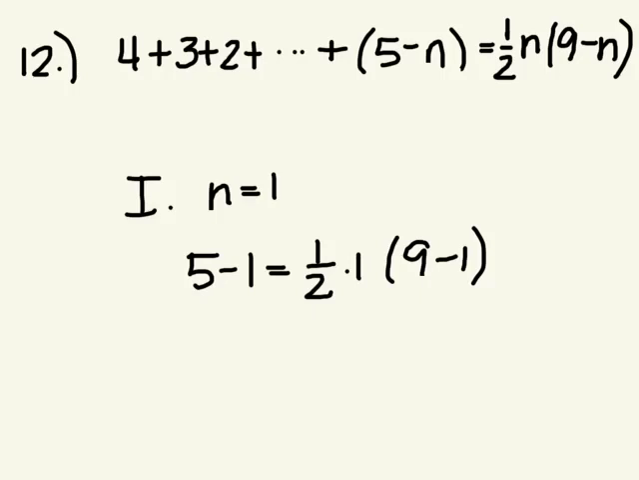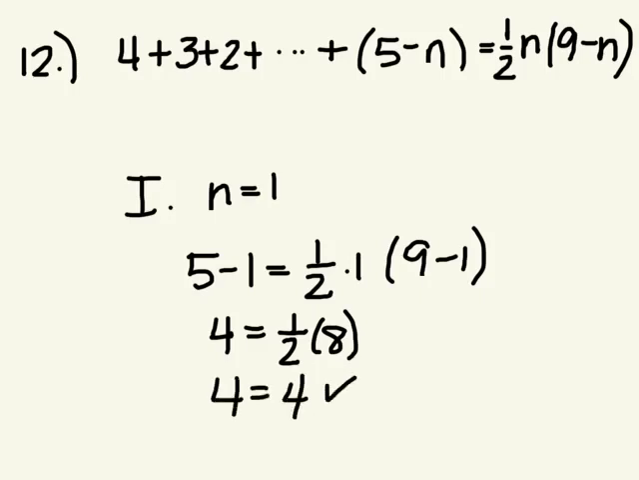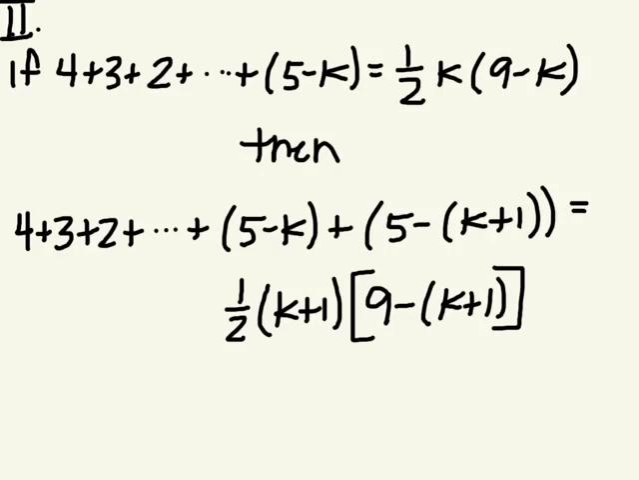Again, we have the n equals 1 case. 4 equals 1/2 of 8. 4 equals 4. So our n equals 1 case works. We're going to assume k works, show k plus 1 works. So I have my if-then set up.